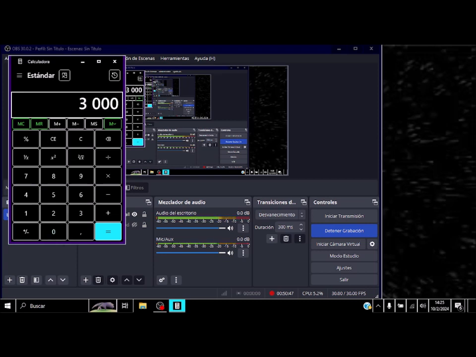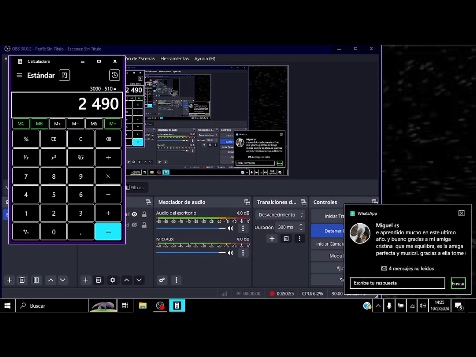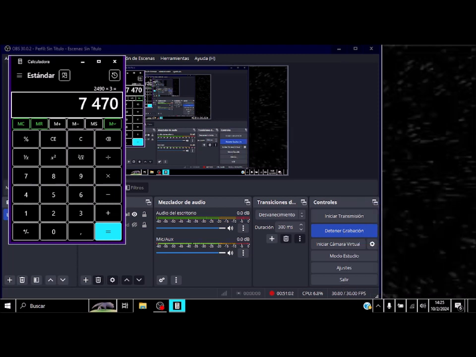3,000 subtract 510 is 2490. And then we have to multiply that by 3, divided by 300, which is 24.9. So if we do so, we will have to start our descent path at 24.9 kilometers from the airport.